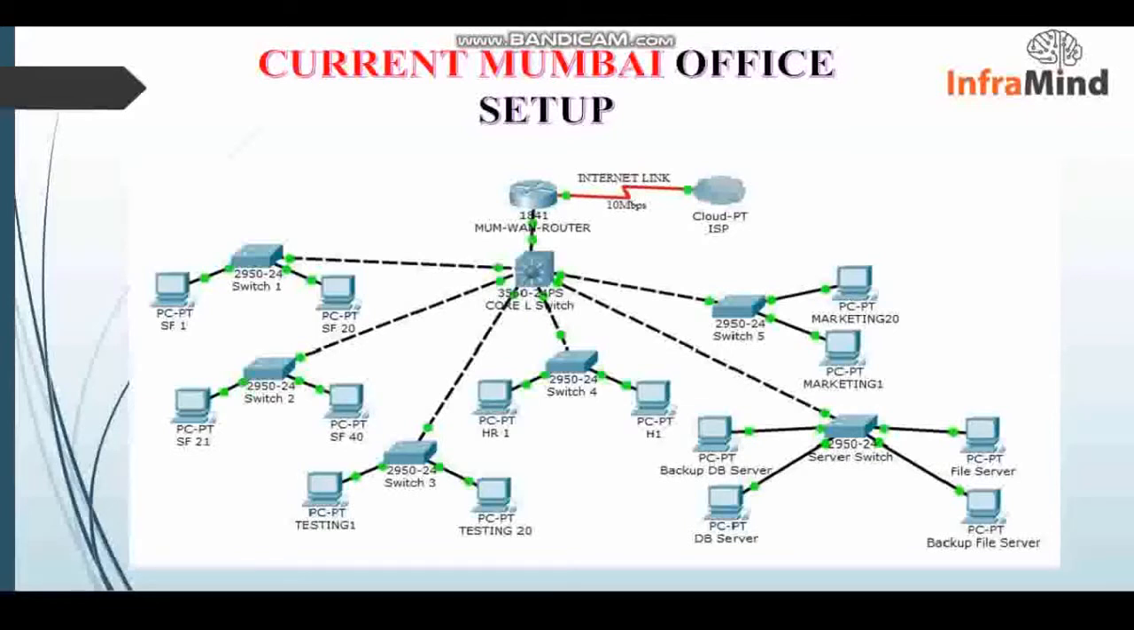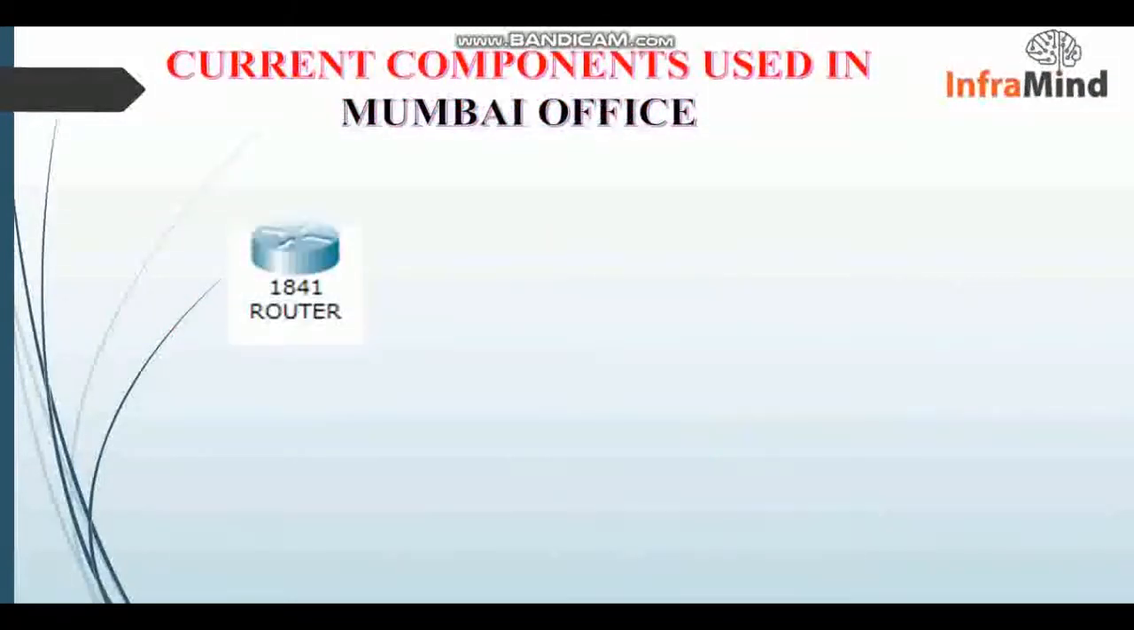The Mumbai office setup uses different components. The routers, 1841, are multi-port devices with high-speed backbones, which are provided in the current location setup. A switch is a small hardware device that centralizes communications among multiple connected devices in one local area network.